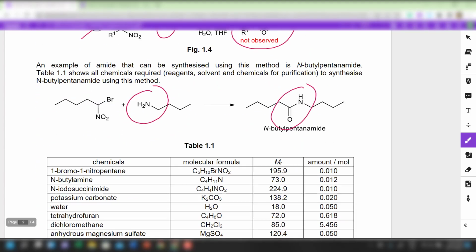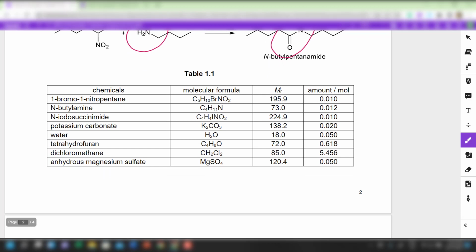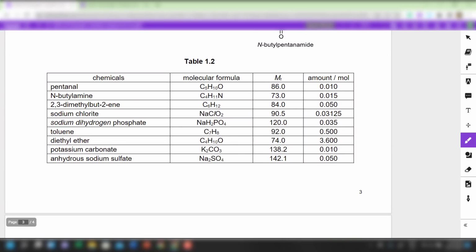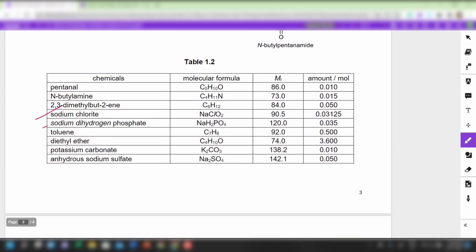You notice that between the two tables, some reagents are different. Of course there are a lot of similar ones, like for example over here you have N-iodosuccinimide, and then of course you have THF and then magnesium sulfate. For table 1.2 you have other things like sodium chlorite, sodium dihydrogen phosphate, etc. So the two tables are still a little bit different, so don't treat them to be the same.